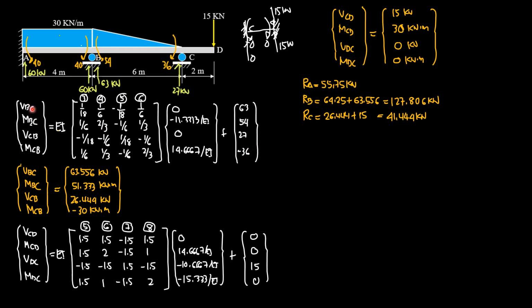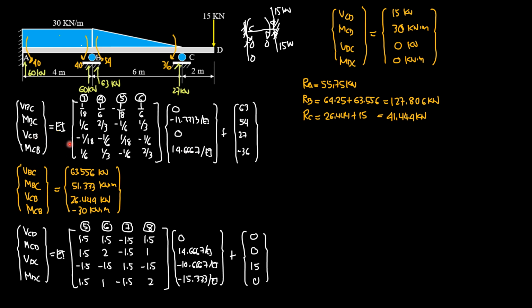So shear BC is 1/6 times negative 11.333 plus 1/6 times 14.667. We bypass 1 over 18 times 0, negative 1 over 18 times 0 because the result is 0. So 1/6 times negative 11.3333 plus 1/6 times 14.6667 plus 63, then you'll get shear BC 63.556. Moment BC 2/3 times negative 11.3333 plus 1/3 times 14.6667 plus 54 is 51.3333 kilonewton meter.